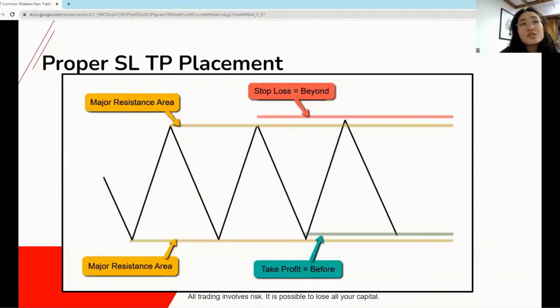Okay, so this is the proper stop loss and take profit placement. Feel free to screenshot this if you'd like. The proper stop loss and take profit placement ensures you maximize your wins and minimize your losses. So the stop loss should always be placed beyond the resistance area, while the take profit should be placed before. So we'll go through a couple more examples in the next few slides.